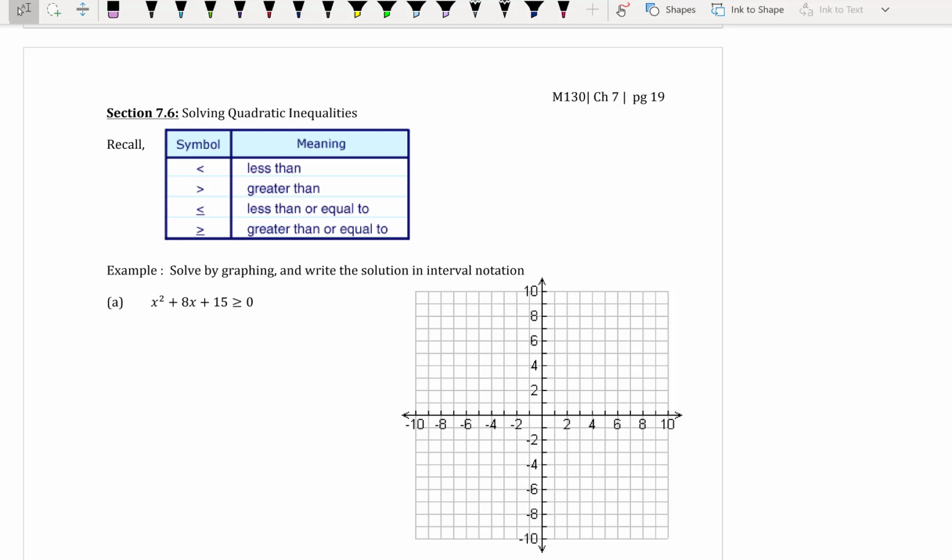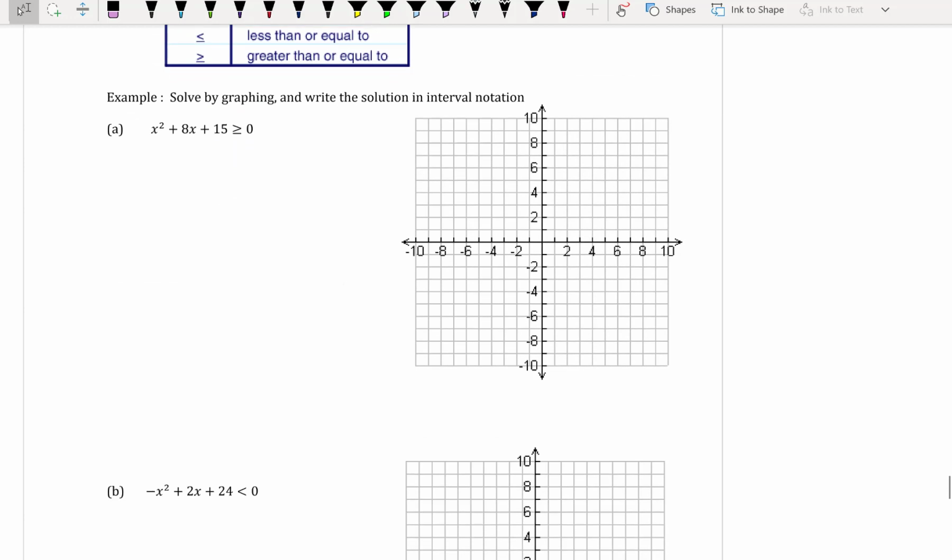So hopefully you remember what inequalities mean. Here is a short little index: the less than, greater than, and we also have the less than or equal to and the greater than or equal to. So for the first example, it says solve by graphing, then write the solution in interval notation.